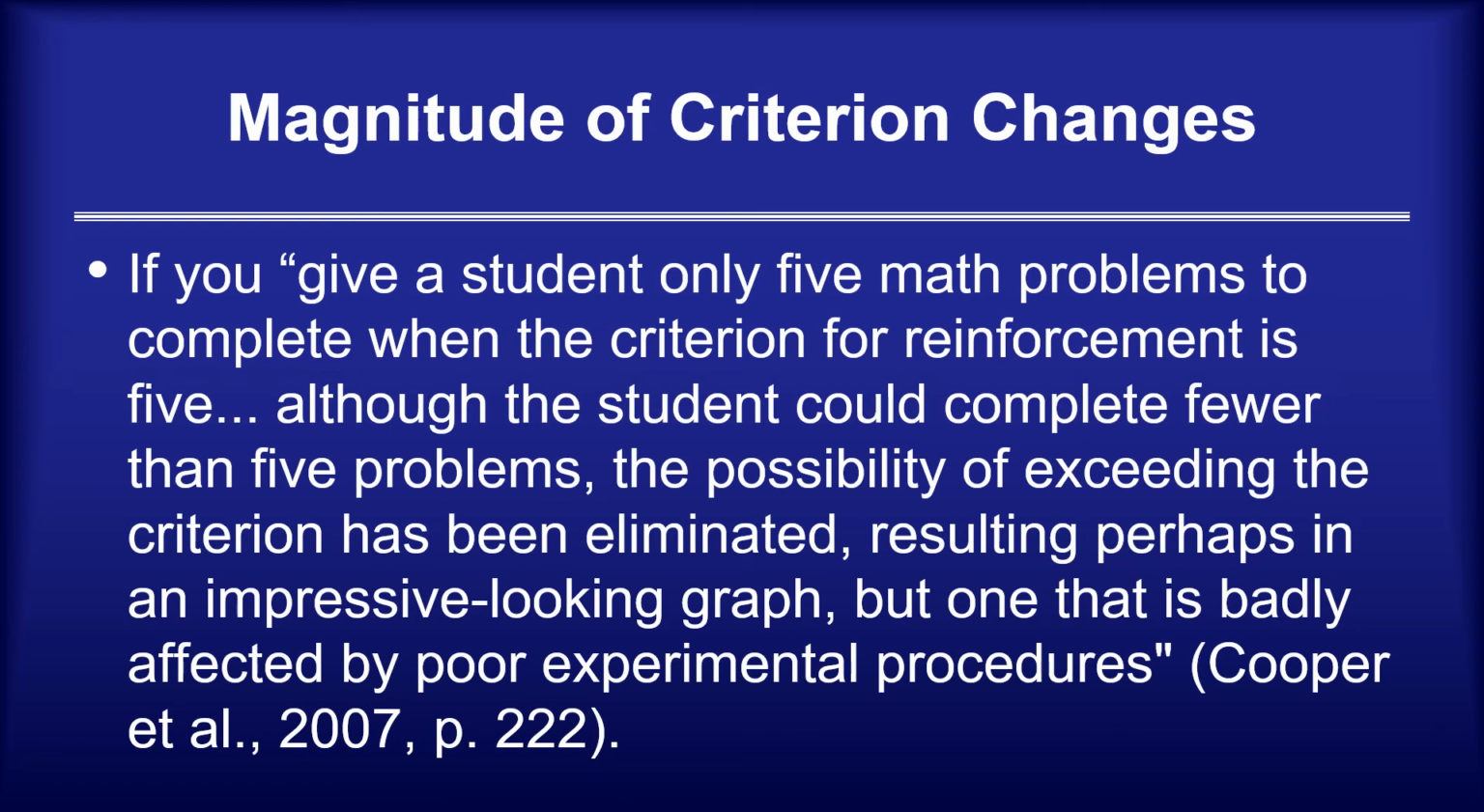Another concern when setting a criterion is not setting it such that it can't be exceeded. Cooper, Heron, and Heward note that if you give a student only 5 math problems to complete when the criterion for reinforcement is 5, although the student could complete fewer than 5 problems, the possibility of exceeding the criterion has been eliminated, resulting perhaps in an impressive-looking graph, but one that is badly affected by poor experimental procedures.